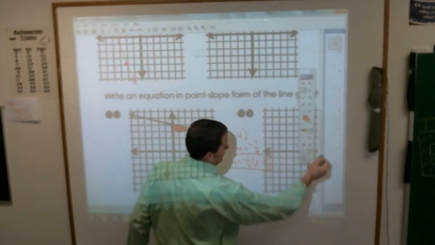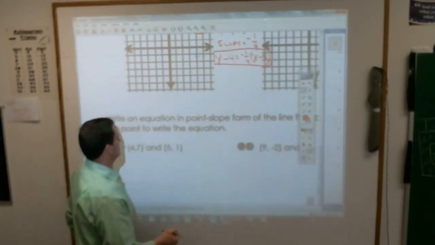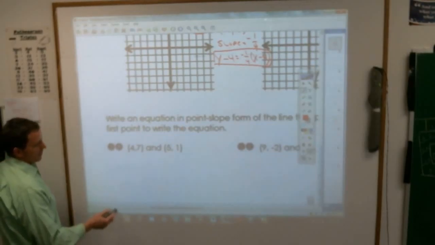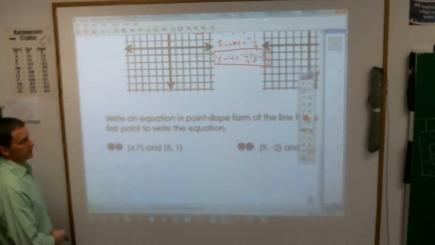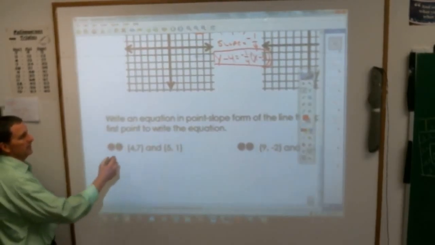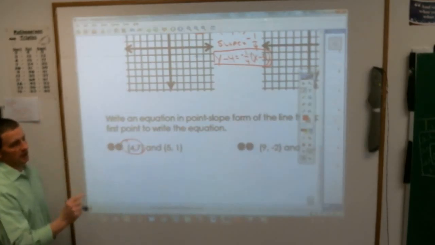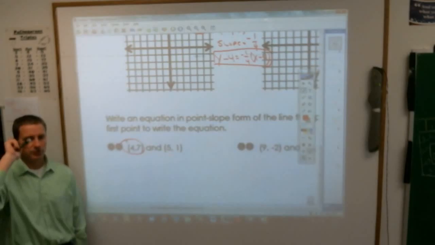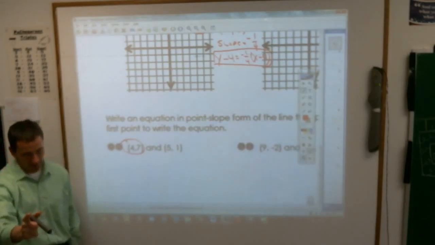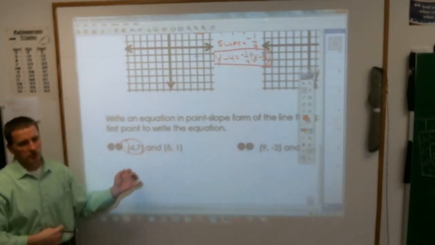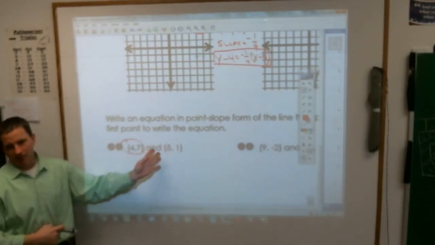And then the last one here. Write an equation in point slope form of the line that passes through these points. Use the first point to write the equation. In order to write something in point slope form, you need to know two things. One of them is a point. The second one is the slope, and they don't give me the slope, but you are very, very intelligent 8th graders now.